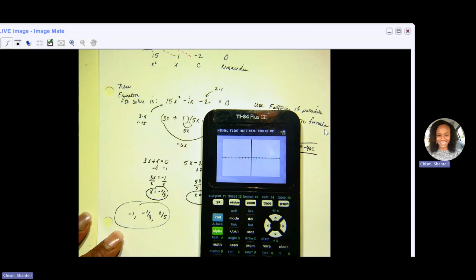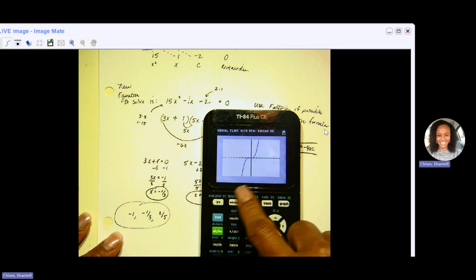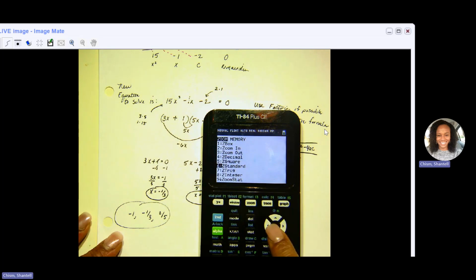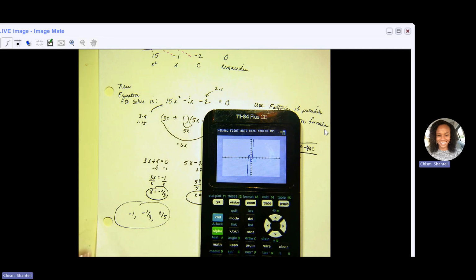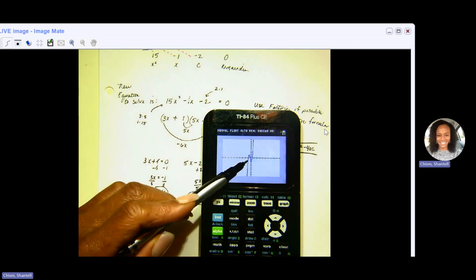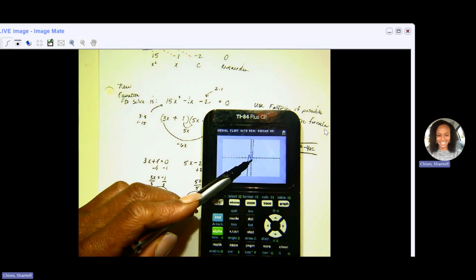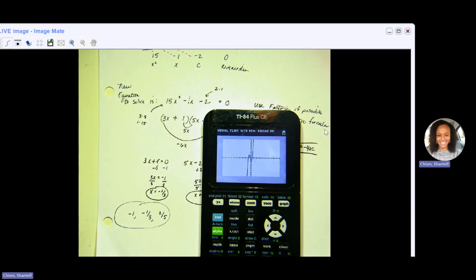Oh, keep in mind, I need to probably zoom out a bit, because remember we edited our calculator on a previous problem. So I'm going to create a standard window, number 6, just a 10 by 10 standard window. So I can see that it does cross the x-axis in 3 places. So that does tell me that all of my solutions, all 3 of my solutions are real.